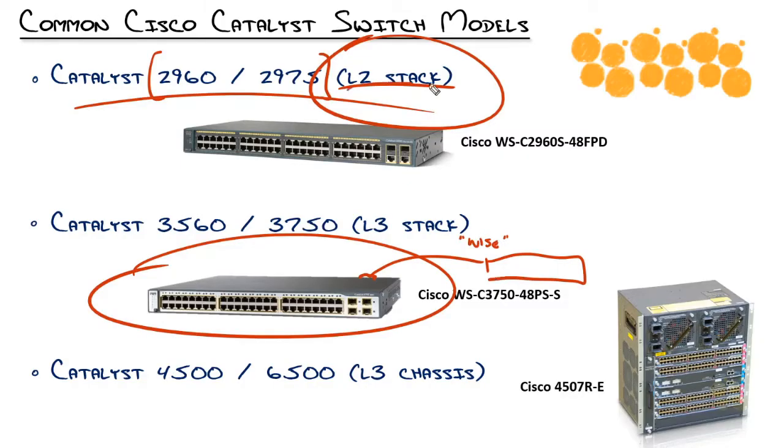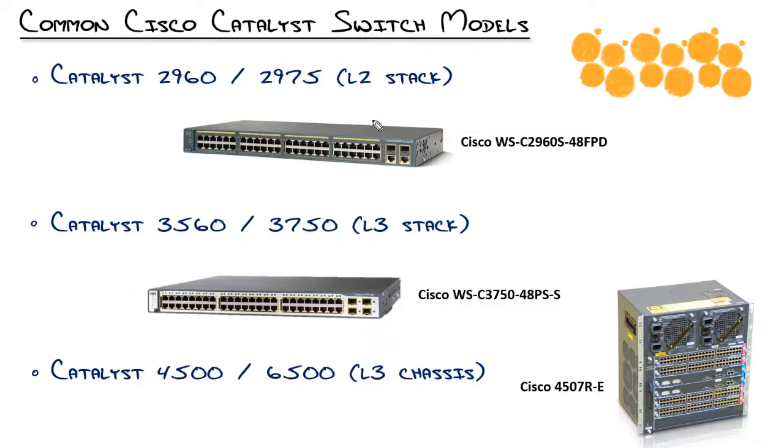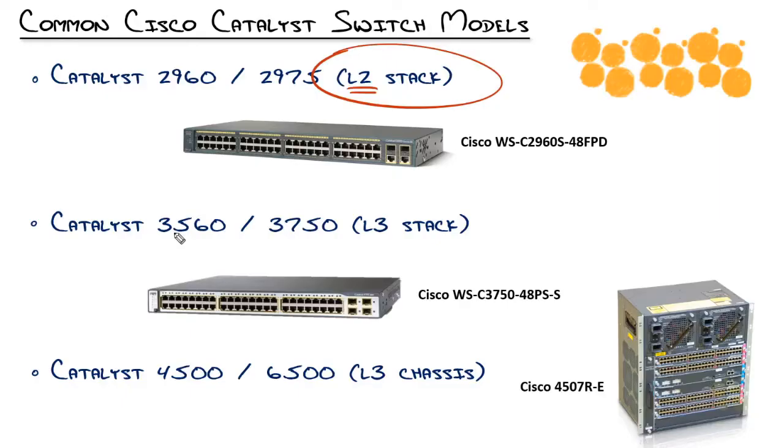So in this case, when you see Layer 2 stack, that means it's a stackable switch. I'm not talking about the StackWise technology, but this persona of switch is just a switch. It does Layer 2 stuff, just like I said, learns MAC addresses, right? Look down one level, you get into the Catalyst 3560 and 3750. Those are Layer 3 stackable switches.